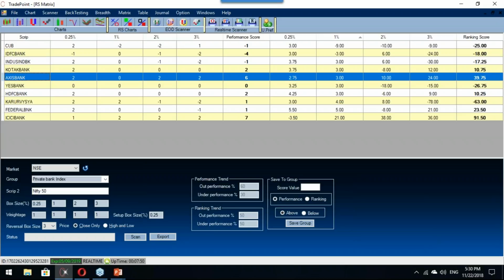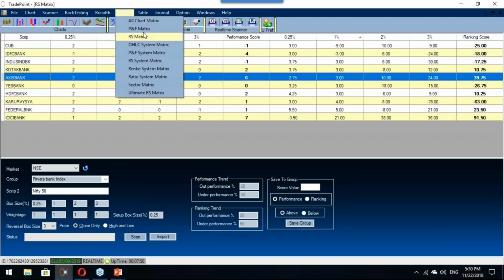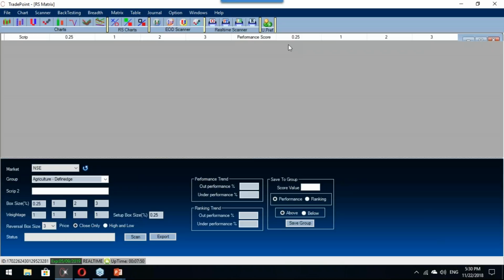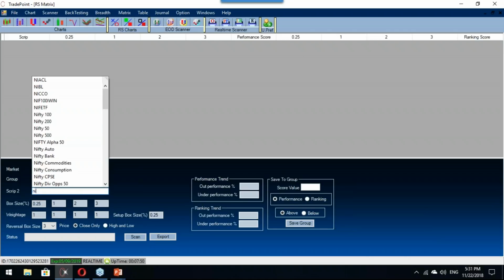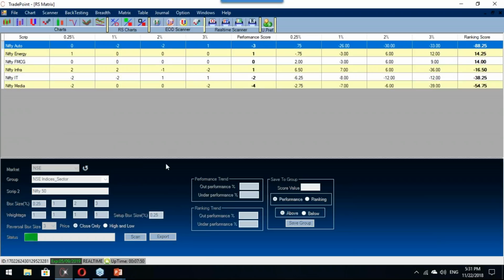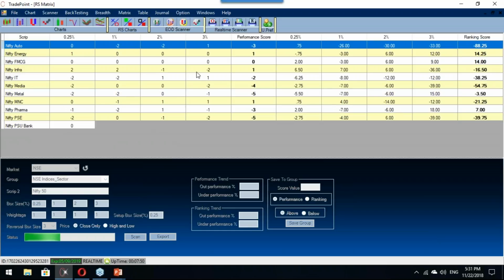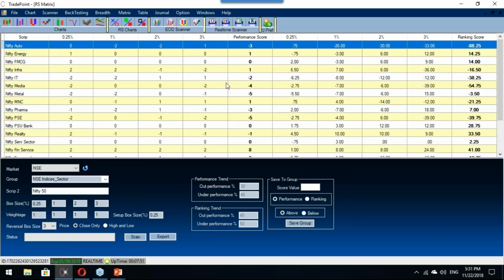So probably what you can do is, once a week or whatever, you run the RS matrix, wherein you just type in NSE and choose the last item there, NSE indices underscore sector, and choose Nifty 50 as the denominator. So what we are trying to do here is to identify which are the sectors that are doing better than the Nifty, or which are doing poorly in relation to the Nifty, right? It's a top down approach that we are talking about.